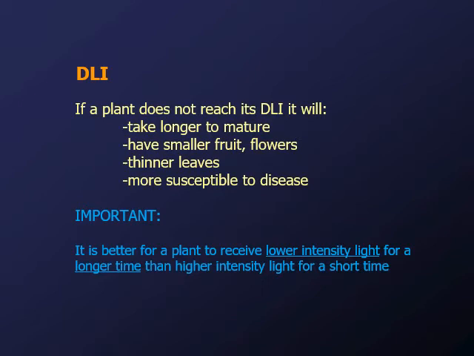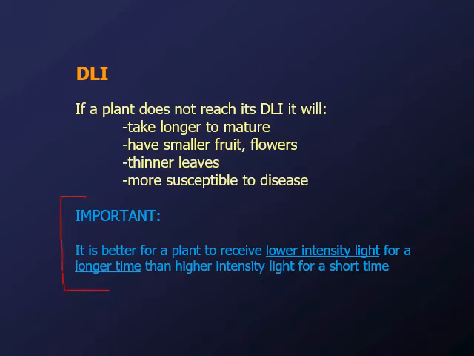You begin to see things like thinner leaves, right? They're not as thick, they're not as dark. And worse yet, thin leaves make the plant more susceptible to disease. Also, if you don't have enough light, you don't make enough sugar, which makes the plant weaker, which makes it also susceptible to disease.